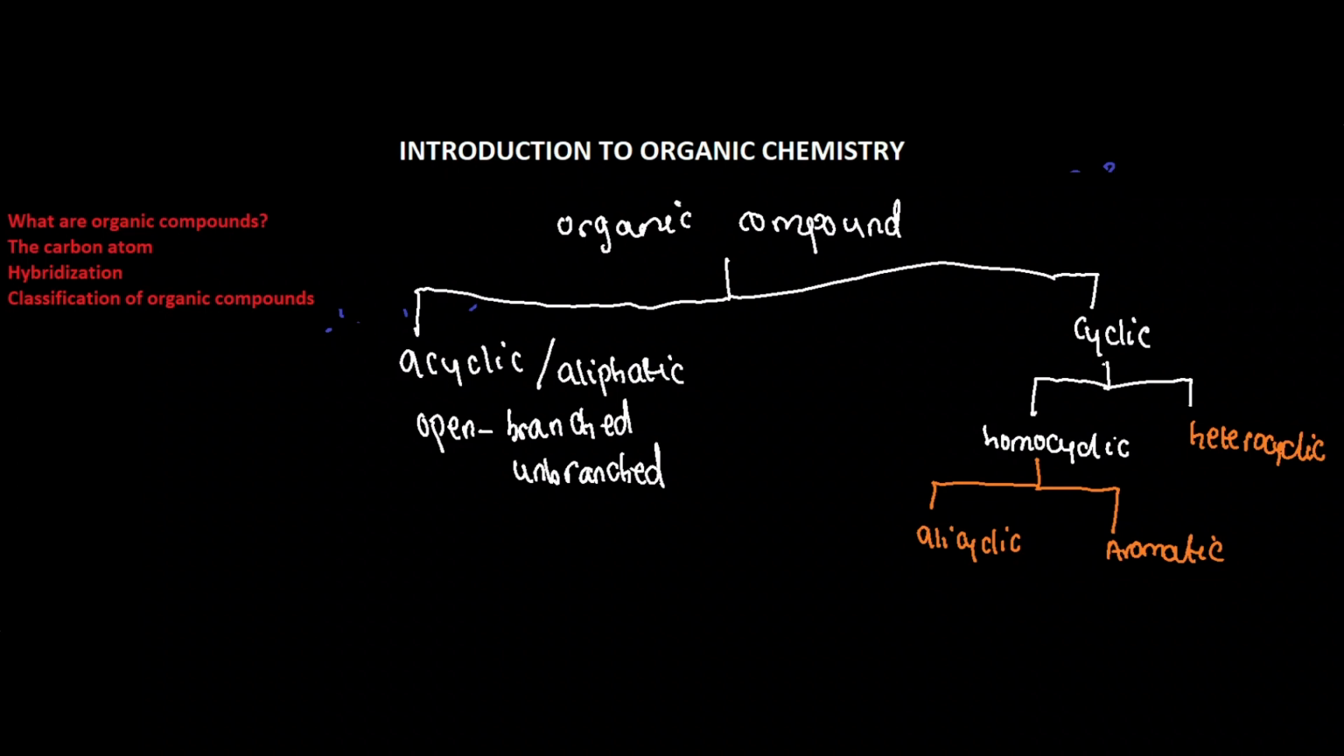Now, this classification of organic compounds is mostly based on structure. So, for example, acyclic organic compounds, based on their structure, have either an open chain which could be branched, or an open chain which could be unbranched. And then for the cyclic, based on the structure, it forms generally a ring structure.